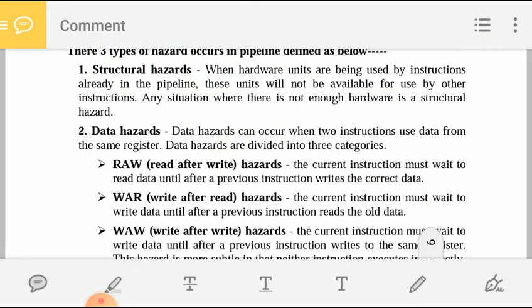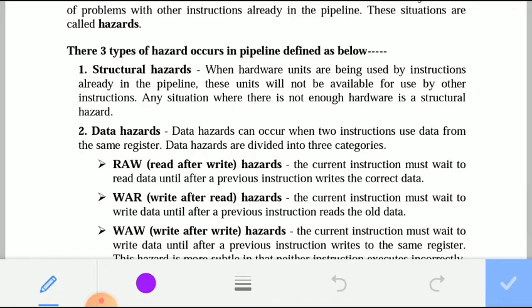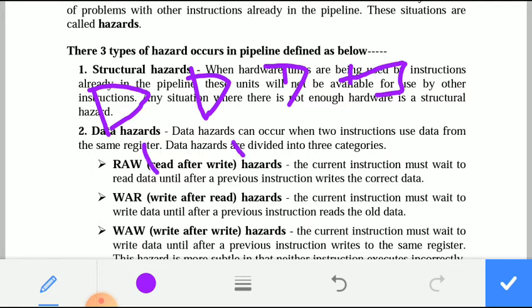First is the structural hazard. Structural hazard means a unit, say unit 1, unit 2, unit 3, unit 4. Unit 1 is fetch instruction, unit 2 is decode the instruction, unit 3 is fetch operand. Fetch operand and fetch instruction are both used to fetch data actually.